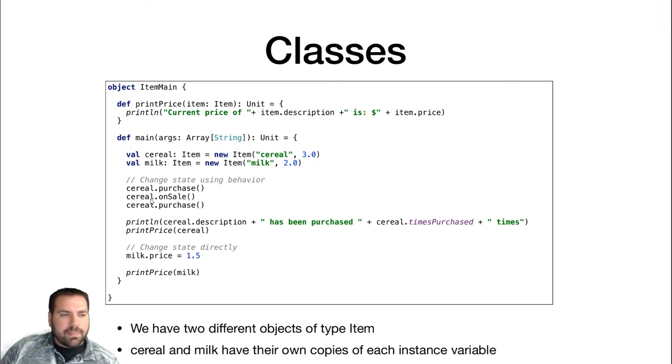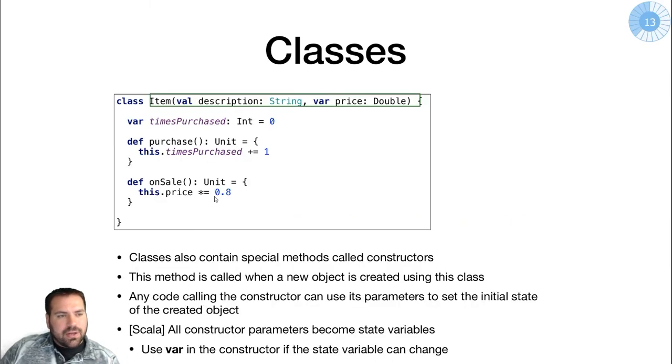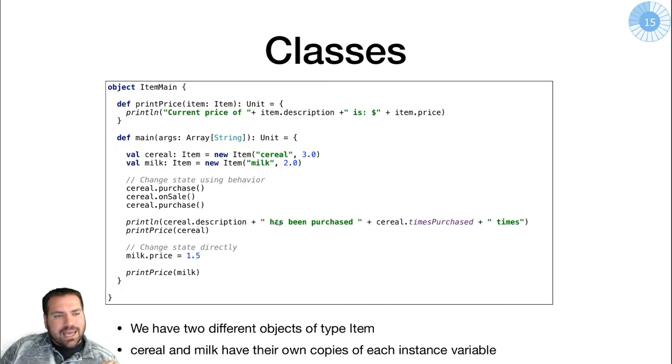I'm going to call cereal.purchase, cereal.onsale, cereal.purchase. So I purchased cereal twice, which means the cereal object, which has description cereal, price 3, and times purchased 0, got its purchase method called twice. So that incremented its copy of times purchased twice. So its times purchased is going to be 2, in its copy of times purchased. That does not affect milk at all.